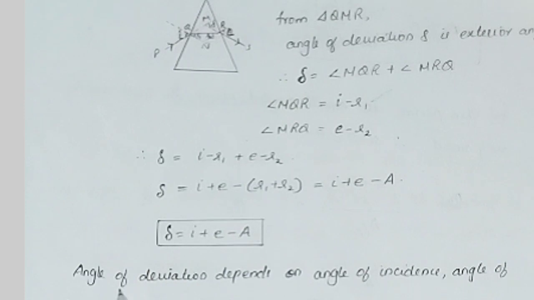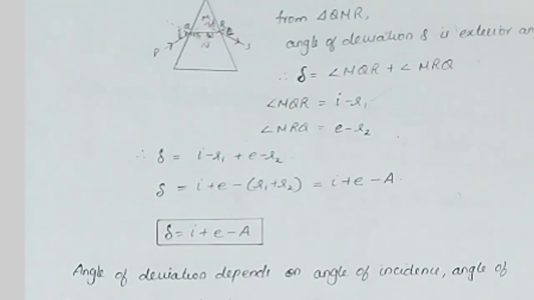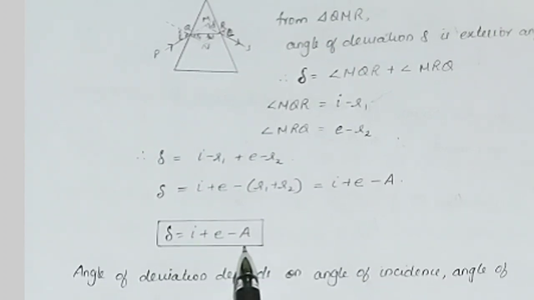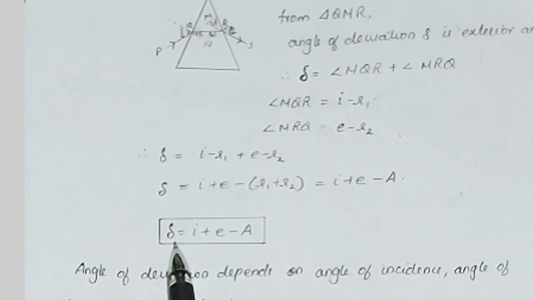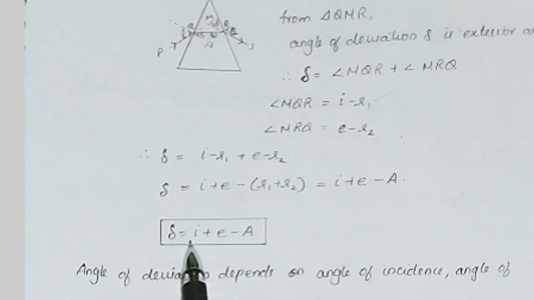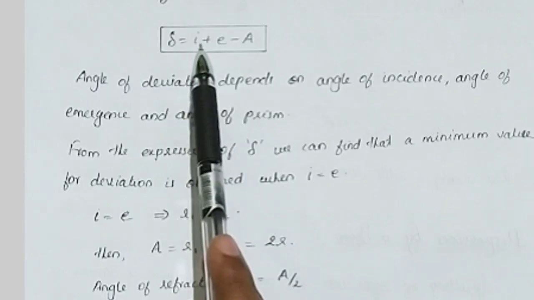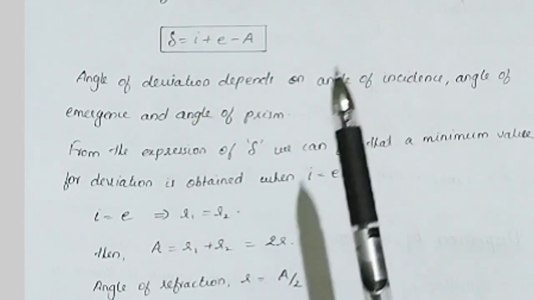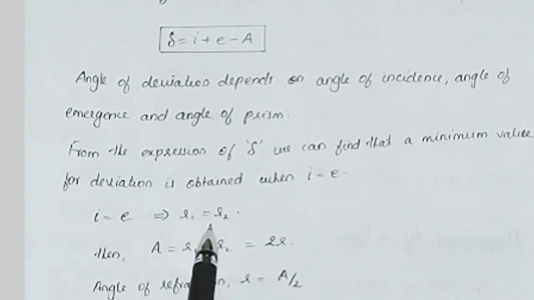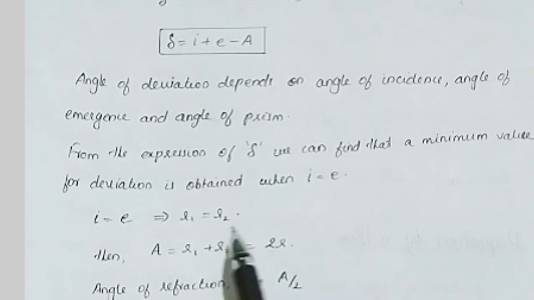So we can see that the angle of deviation depends on the angle of incidence, angle of emergence, and angle of prism for a particular refraction. Now from this expression we can say that the minimum value for deviation, that is angle of minimum deviation, is obtained when i is equal to e. That is, the minimum value for delta here can be obtained when i is equivalent to e, and also when i is equivalent to e, r1 will be equal to r2.